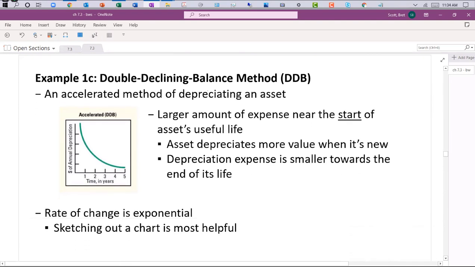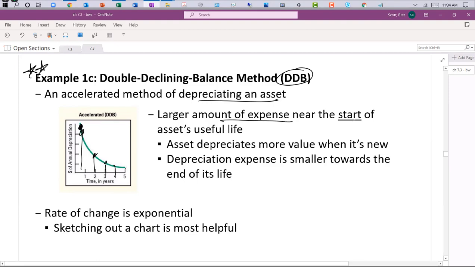Let's see here. Double declining balance method. This one is kind of a beast. Yeah, it's kind of tricky. So it's an accelerated method of depreciating an asset. So what you kind of see over here is the depreciation expense amount per year. And so you see it starts really high, then it gets lower and lower and lower. It's higher in the earlier years, right?